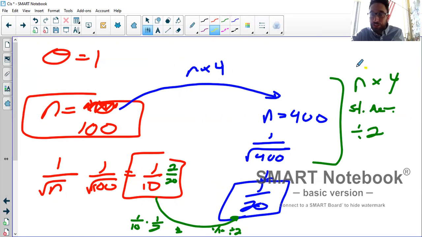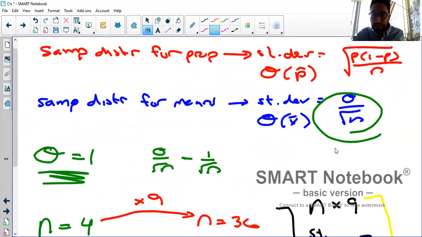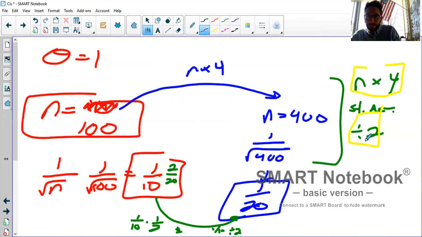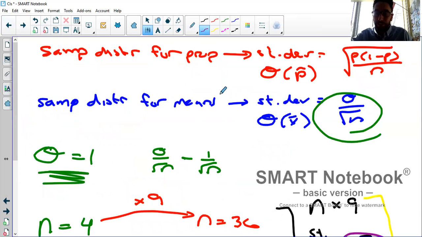So to recap, we get a sample that's 4 times bigger, the standard deviation gets divided by 2. If we have a sample that's 9 times bigger, the standard deviation gets divided by 3. And hopefully, maybe you hypothesized initially, this is the square root of 9, and this is the square root of 4. So as we increase the sample size, the standard deviation does get smaller and smaller, but increasing sample size has a diminishing impact on how much we decrease the standard deviation of the sampling distribution.